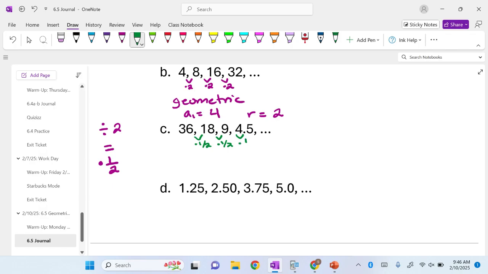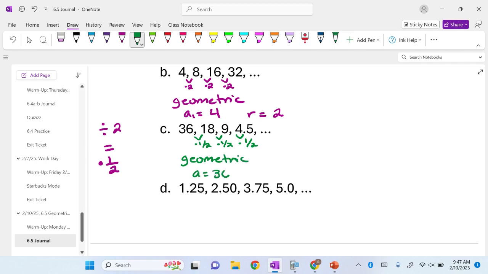Now, the reason we're multiplying instead of dividing in this case, yes, you can say it's divide by 2, but when we actually get into writing the rules, you got to know the number that you're multiplying. It's similar to when we were doing exponential functions and we're trying to figure out what the b value was, how we always had to figure out what the number we were multiplying to was, because that was our b value. So we're multiplying, so it's geometric.